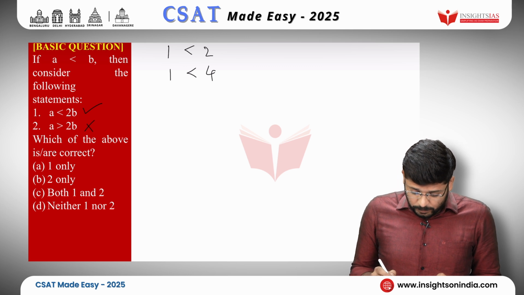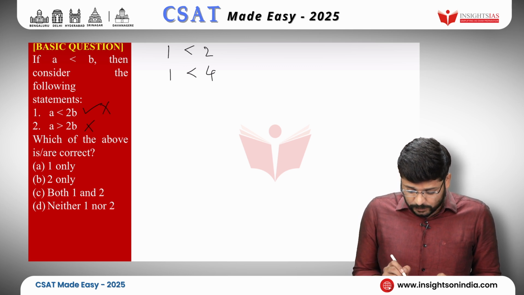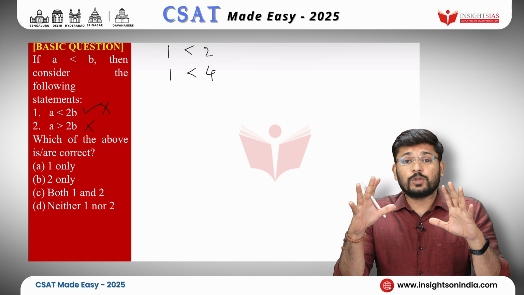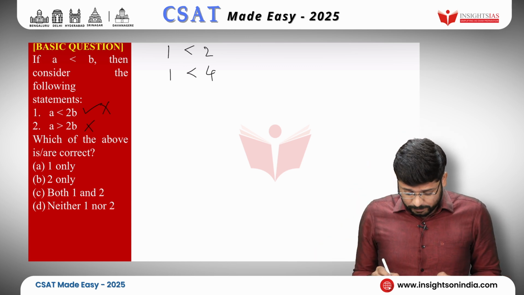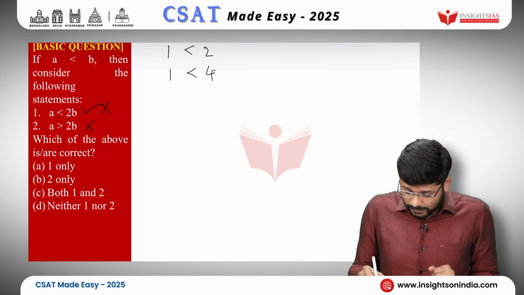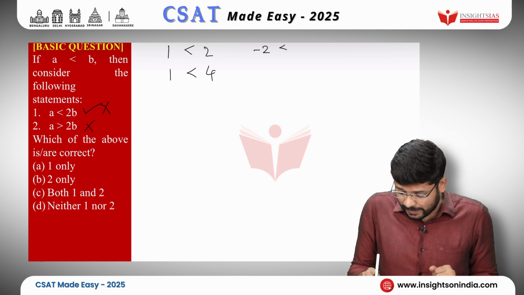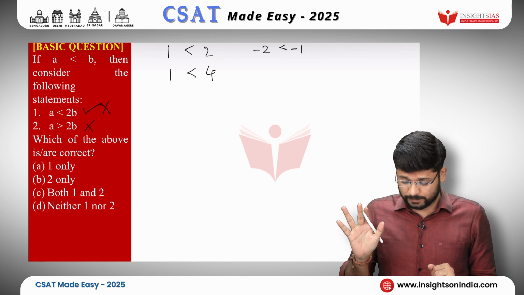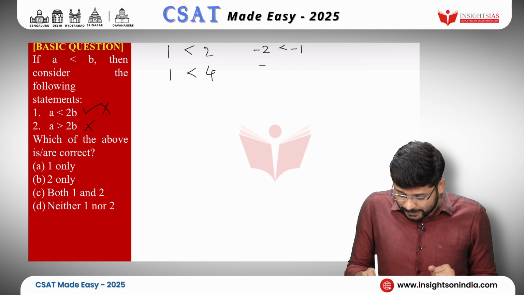However, both of the statements are wrong. I will tell you why. Why are both of them wrong? We cannot assume that A and B both are positive, right? Minus 2 is less than minus 1. Yes. Here we took A's value to be minus 2 and B's value to be minus 1. Okay.